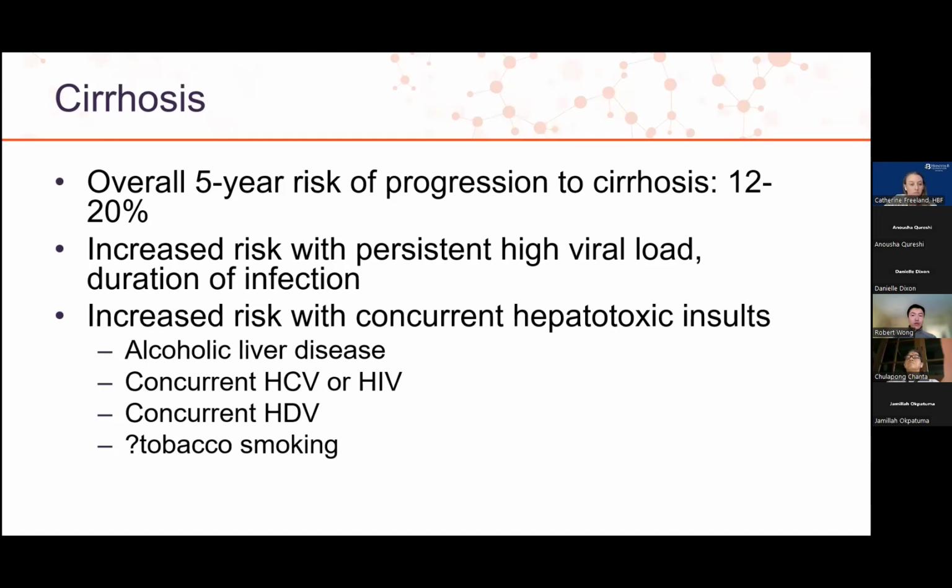What is the 5-year risk of progression? Studies show that risk of progression is up to 20%. We know that high viral load and the duration of infection are key factors that influence disease progression. But it's also important to think about concurrent risk. Alcohol use is unfortunately increasing, especially during and post-pandemic, and that can have synergy with the virus and lead to more progressive liver damage. And also think about effective screening for concurrent viruses: Hep C, HIV, as well as Delta virus in your patients with hepatitis B.